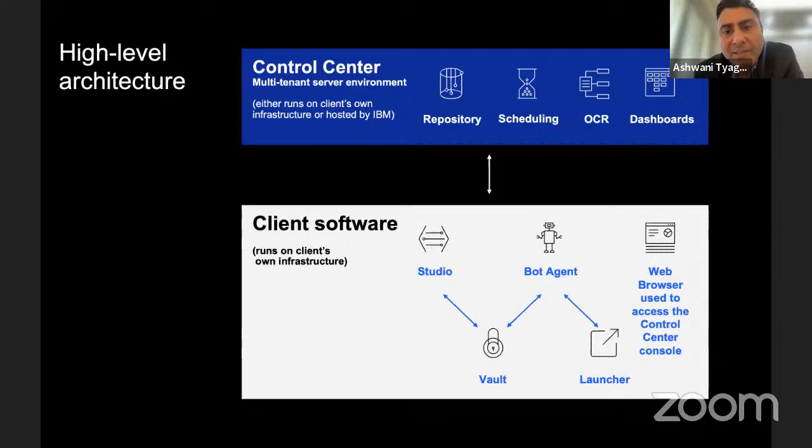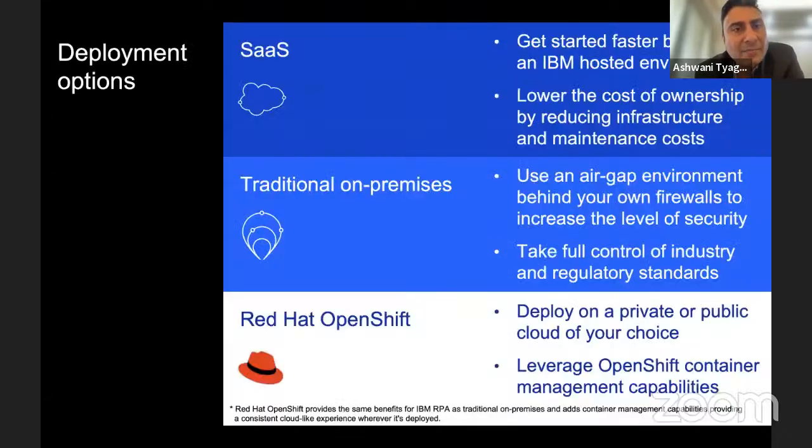Then this is a high-level architecture. We have something called Studio, where we develop things. In the vault, you can store your keys, for example, your passwords and all. Then there is a bot agent which is delivered on those machines where this activity is actually happening. Then we have the repository where we save all the scripts, to do the scheduling and carry out other activities in the control center. So there are two parts of it. It's a high-level architecture for you.